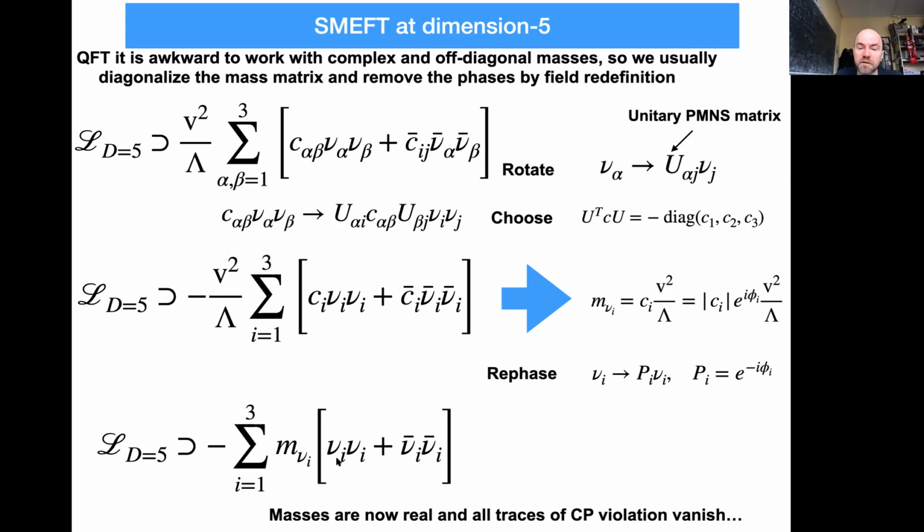And now something funny happened. We started with something that is CP violating, but now there is no CP violation. The neutrino masses are perfectly CP conserving. If you take the CP conjugate of this Lagrangian, you're getting the same. So CP violation is completely gone, but not so fast.